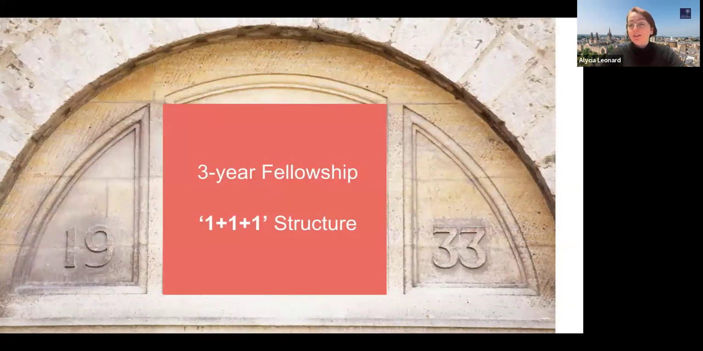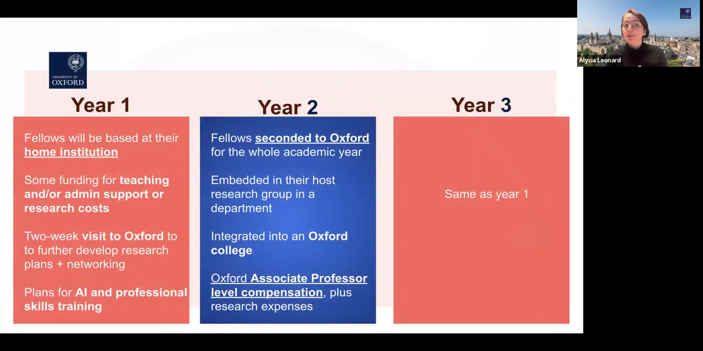So the structure of the fellowship is a 3-year fellowship with this 1+1+1 structure. The first year, fellows will be based at your home institution. So that's how Magna and Vivian are joining us right now from their home institutions. And the key support element in this year, beyond training and planning, is that there's financial support provided for either a teaching buyout or admin support or research costs. We technically talk about this as a teaching buyout by default, but recognizing that there are some institutions where that may not make sense, there are other ways that funding can be used to advance your research agenda.